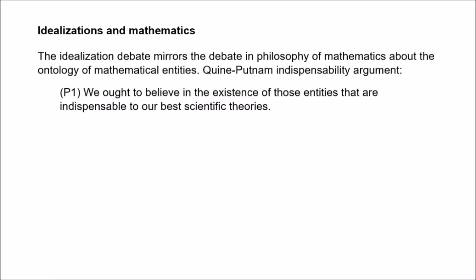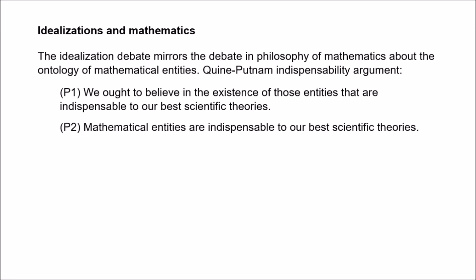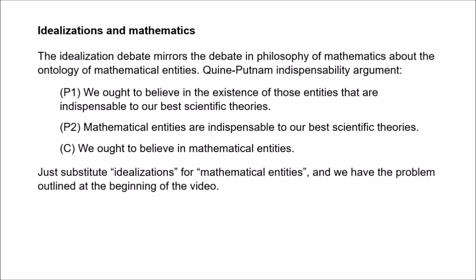We ought to believe in the existence of all and only the entities that are indispensable to our best scientific theories. Mathematical entities are indispensable to our best scientific theories, so we ought to believe in the existence of mathematical entities. This is, of course, basically an argument for the success to truth rule. Just substitute idealised entities or idealizations for mathematical entities, and we have exactly the problem that was outlined at the beginning of this video. Our reasons for believing in unobservables like electrons also entail belief in mathematical entities.